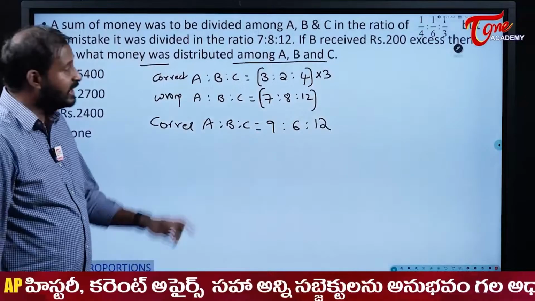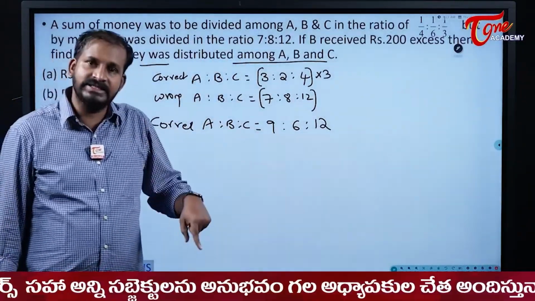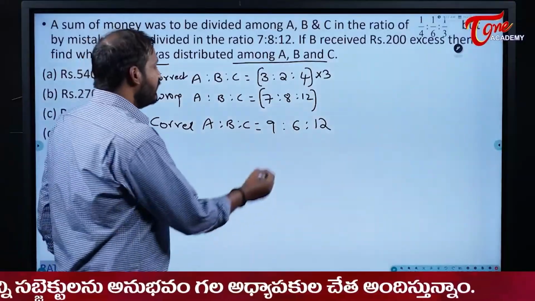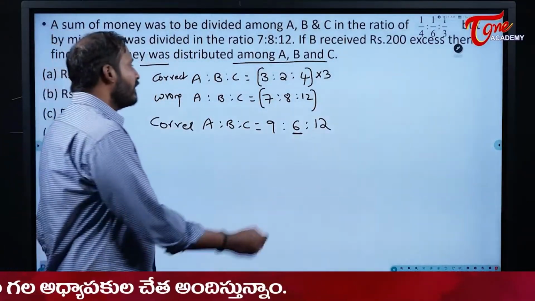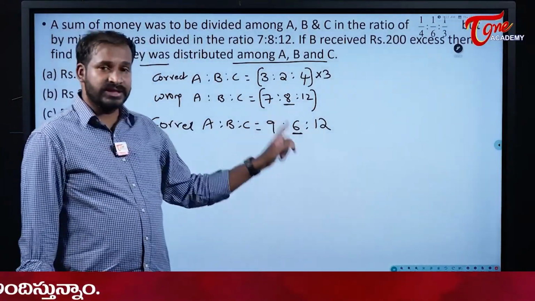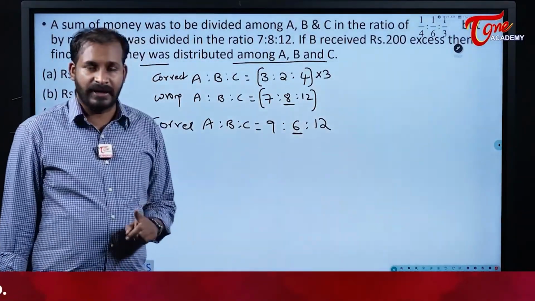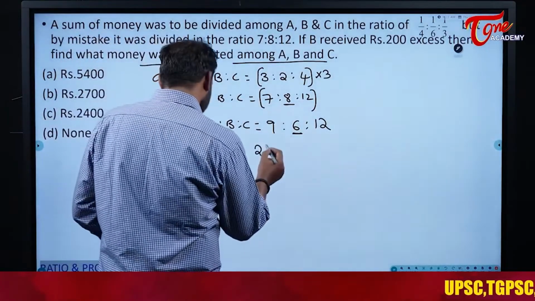Now they are telling that in earlier cases they gave us the total and asked us to find the difference. In this case they gave us the difference. This is the actual amount, the actual parts which B should receive. But B received how many parts? 8 parts. Actually B should receive 6 parts, but he is receiving 8 parts. That means the difference between these two is how many? 2 parts.